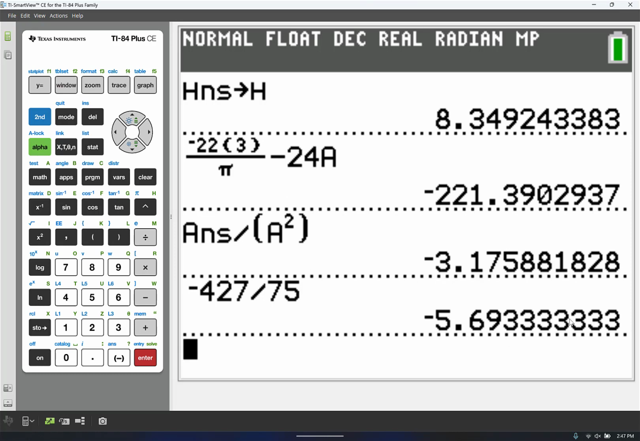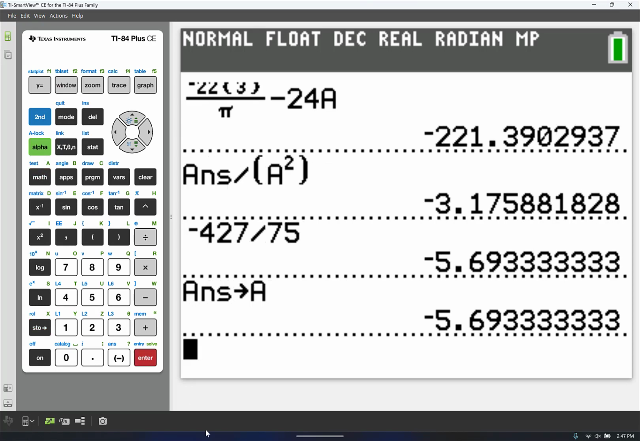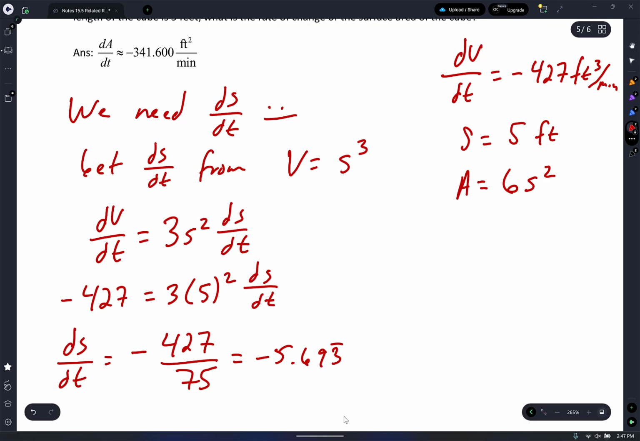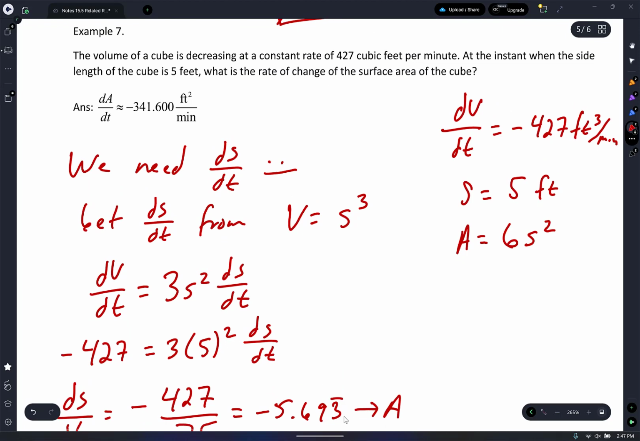Okay, it is actually a fraction that you can make nice and pretty, but I'm just going to store it into a letter. Store alpha A. Negative 5.693. I'm going to store this to A. Are we okay so far? All right, here we go. What did I want again? dA/dt.